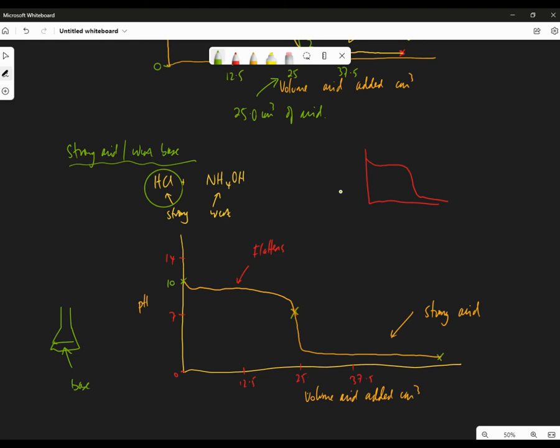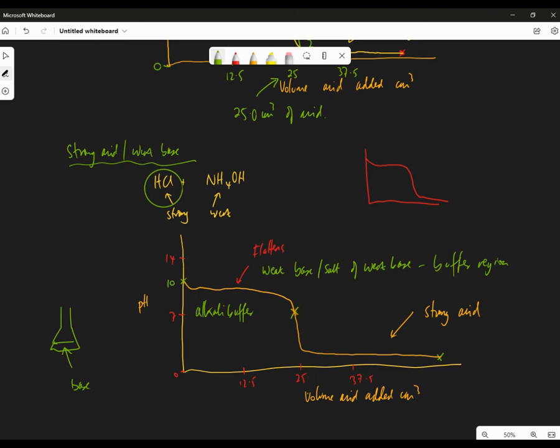Okay, and what's going on? Why does it flatten? Well, in this region, we have a weak base, and we have the salt of a weak base as well. So believe it or not, this region is a buffer. It's a buffer region. Okay, it acts as a buffer, and this is what's known as an alkali buffer. Okay, now I think this is a bit above the pay grade of AS, so I don't think they're going to ask about this, but that's interesting.